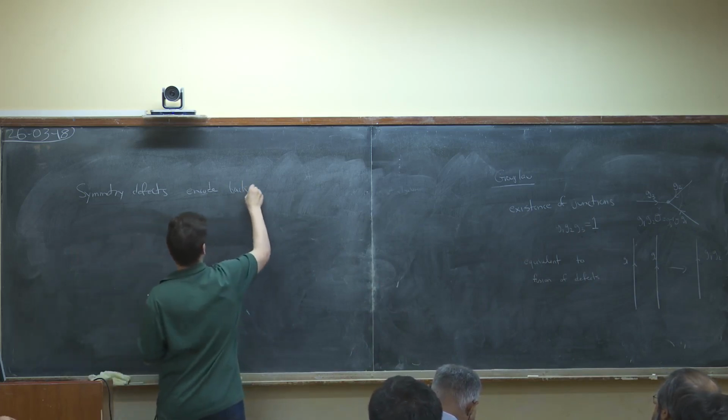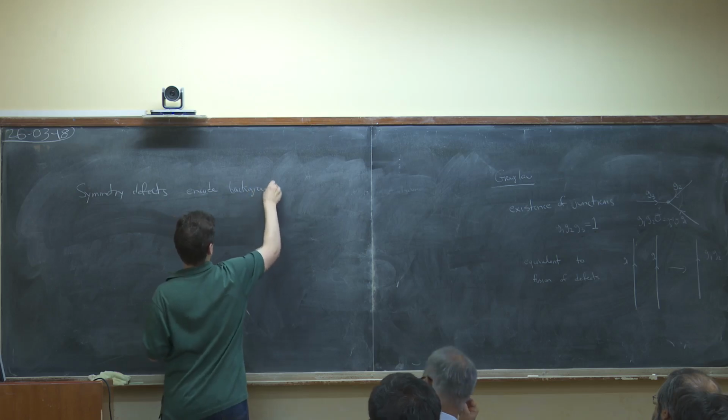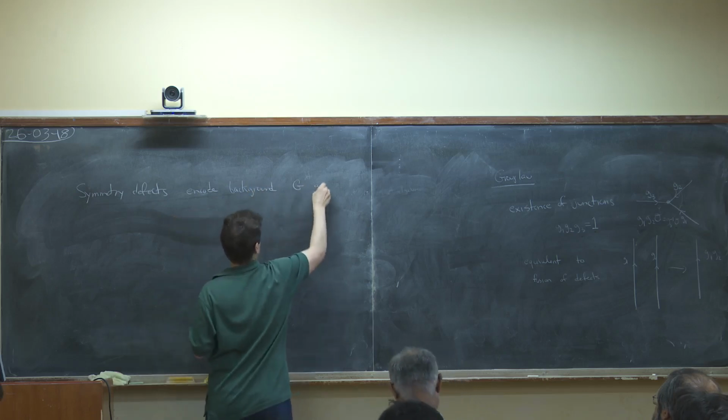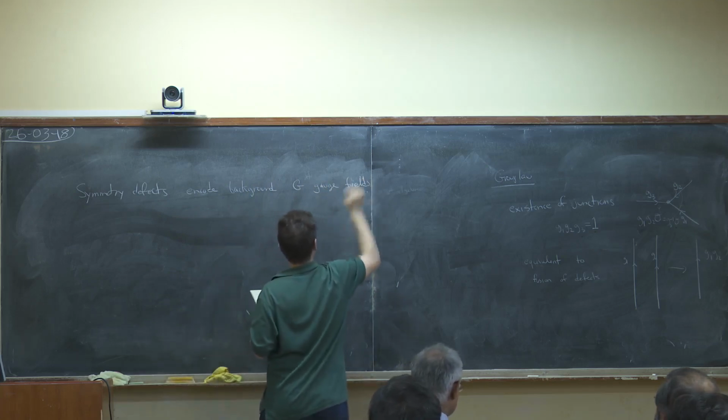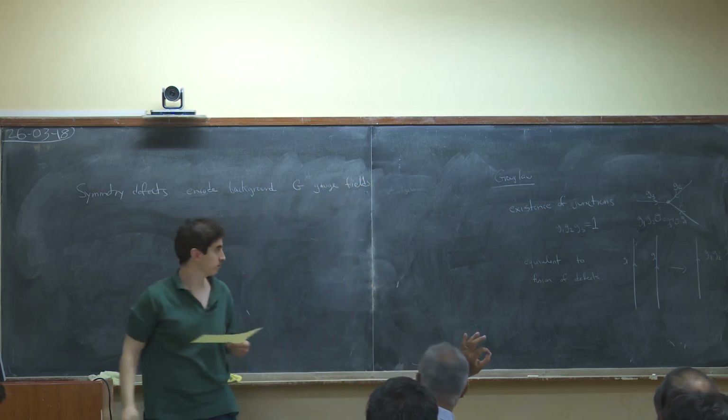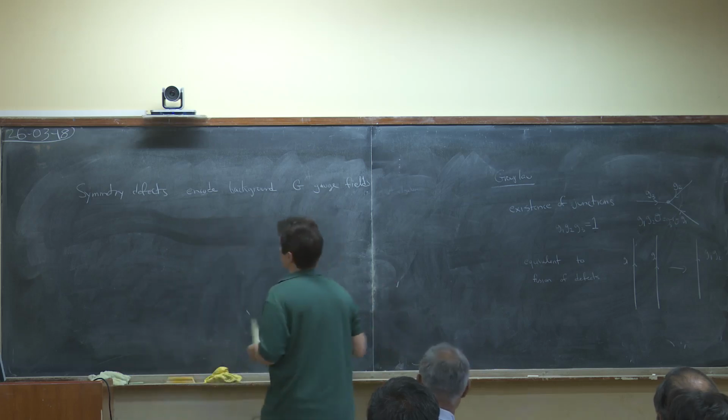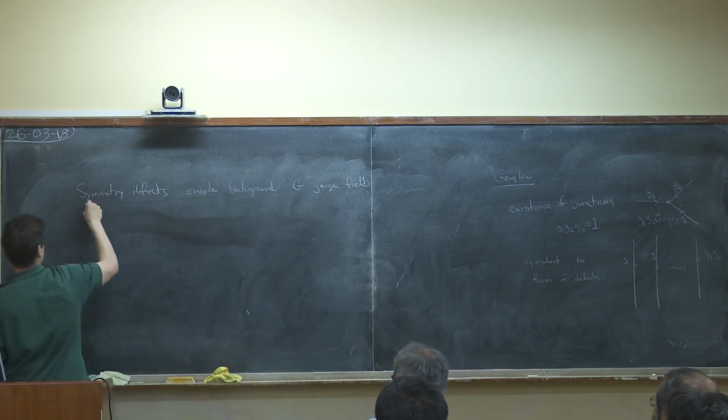Well, they just encode background gauge fields. Sorry, is the symmetry defect then the operator at the center? Symmetry defect is a term synonymous with UG. UG, okay. Yeah.